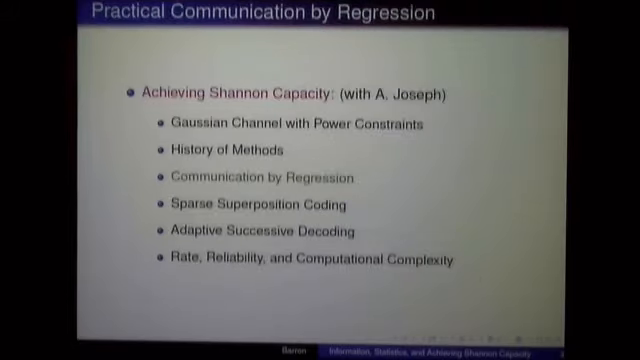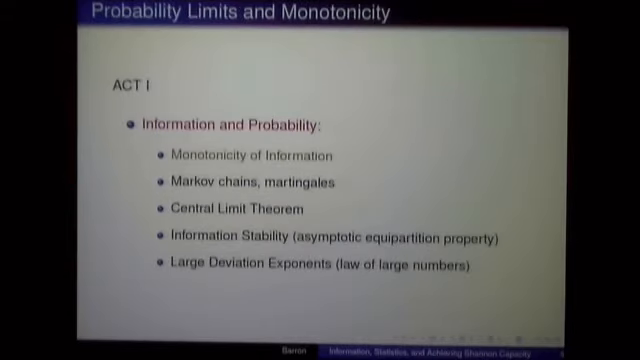And as I was just saying, for the Gaussian channel problem, we want to put it in context to talk about how a regression setup permits solution to the Gaussian communication problem, how it uses ideas that have precursors developed by some people in this room, including superposition coding and successive decoding, but how we need to deal with variants on those themes, sparse superposition coding and adaptive successive decoding to make it work rapidly. And we'll deal with rate, reliability, and computational complexity. So those are kind of acts 2 and 3 of the talk.